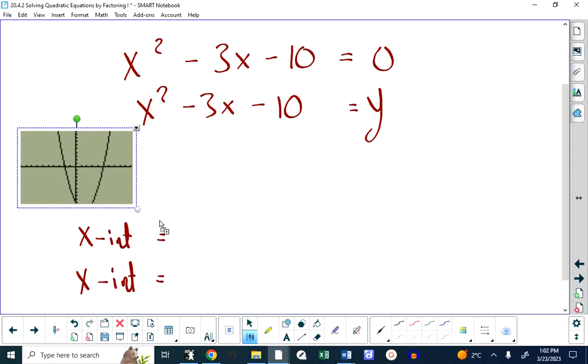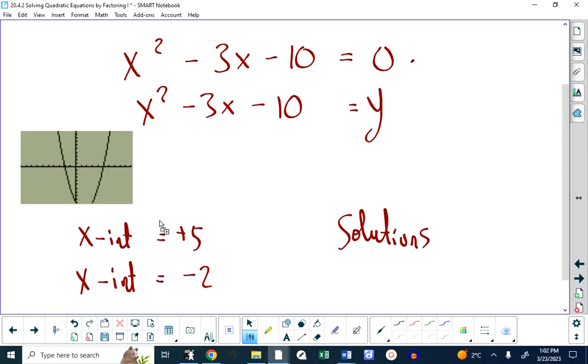So the x-intercepts turned out to be positive 5 and negative 2. And that means that the solutions to this equation here are x equals 5 and negative 2. Are we in agreement there? Okay.